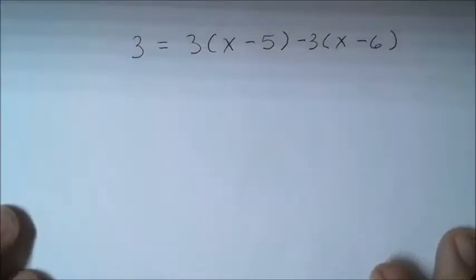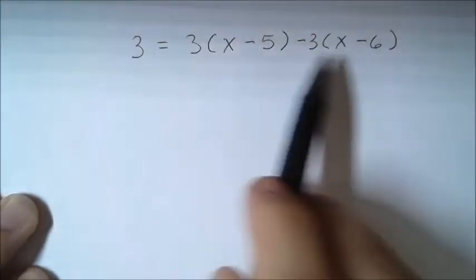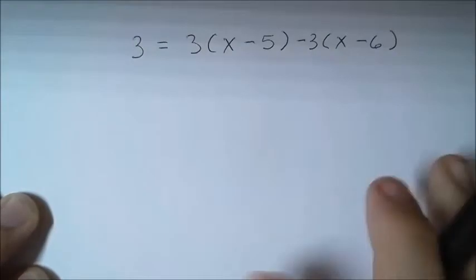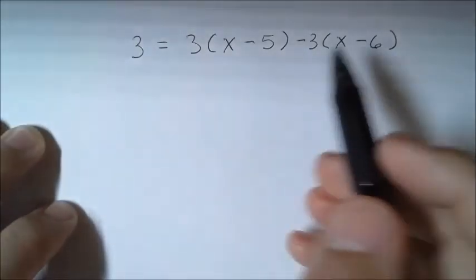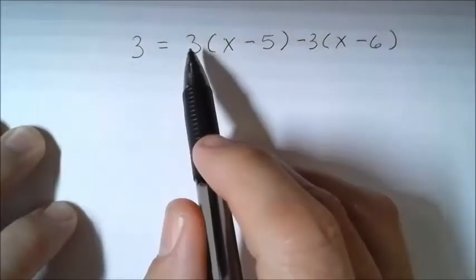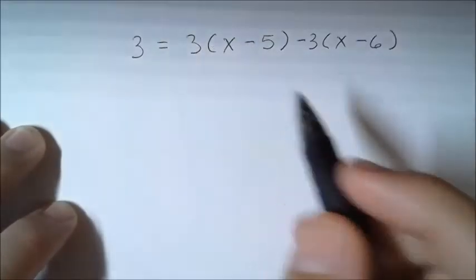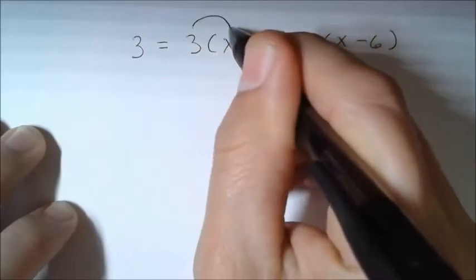Alright, on this problem, notice that we have our variables on one side, but we do have some distributing that we have to do. So there's no like terms we can combine. We can't combine the negative 3 and the positive 3 because they're being multiplied to what's inside of the parentheses. So let's go ahead and start by distributing this 3.